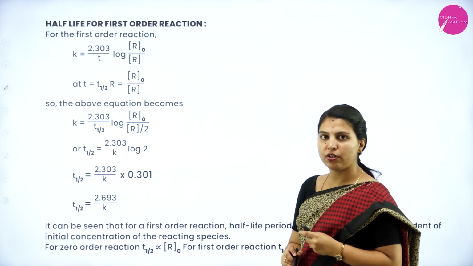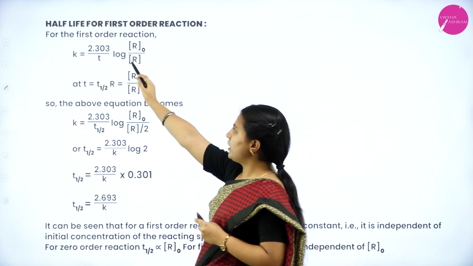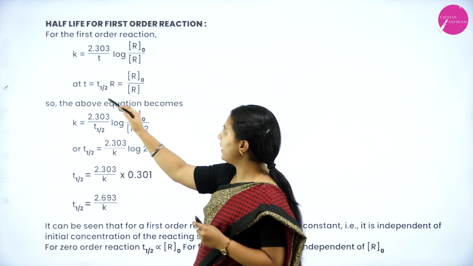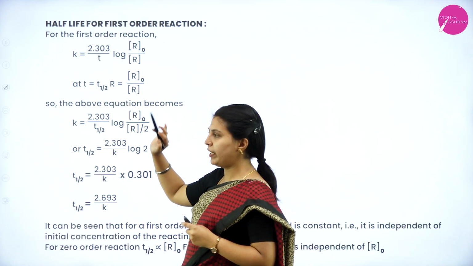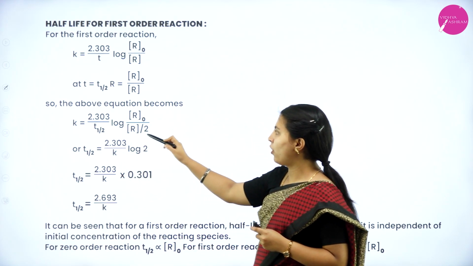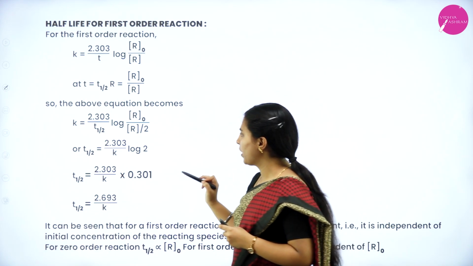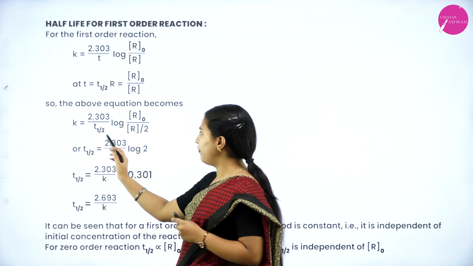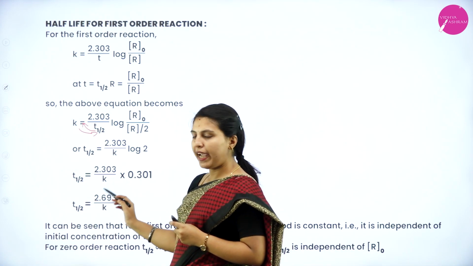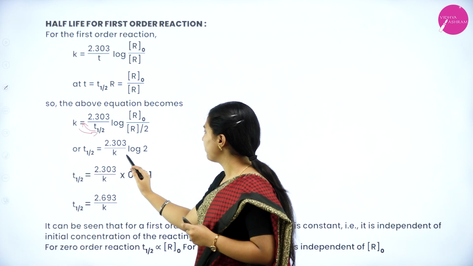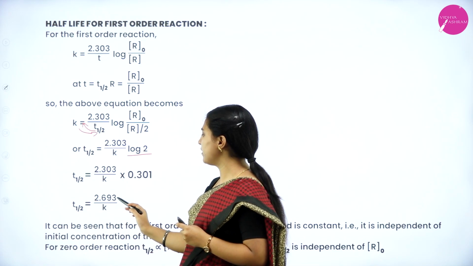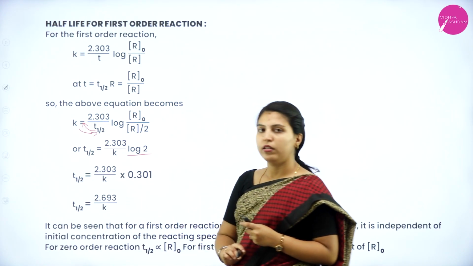For half-life of a first order reaction, K equals 2.303 divided by t into log of initial concentration by final concentration. At t-half, R equals R naught by 2. So the above equation becomes K equals 2.303 divided by t-half into log R naught by R naught by 2. So t-half equals 2.303 by K into log 2. Log 2 is 0.301, so t-half equals 2.303 by K into 0.301. After multiplication, t-half equals 0.693 divided by K.